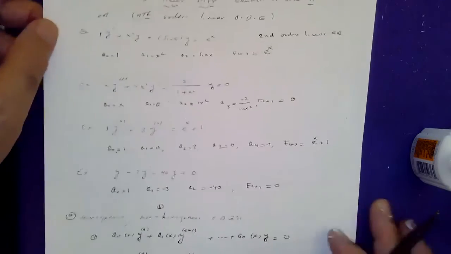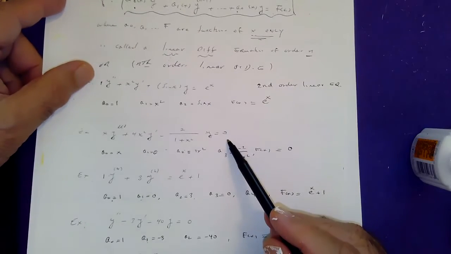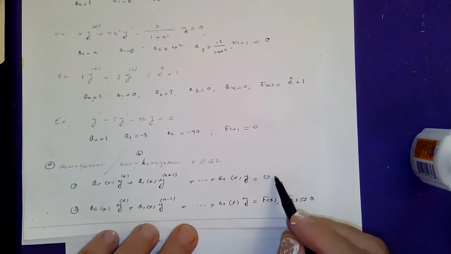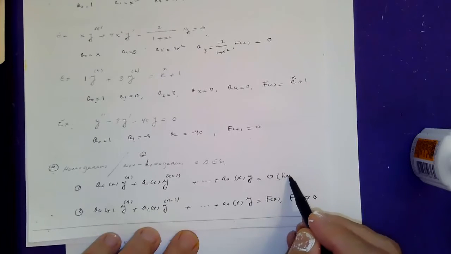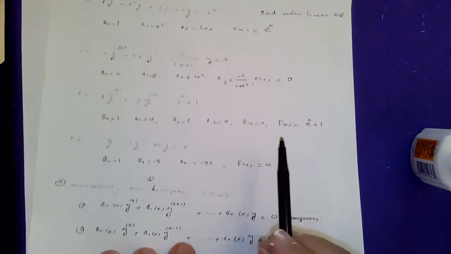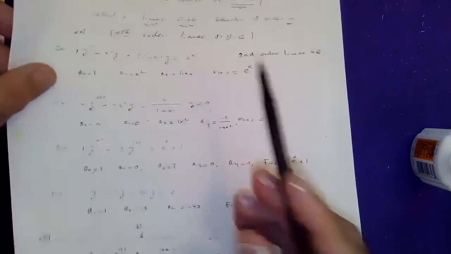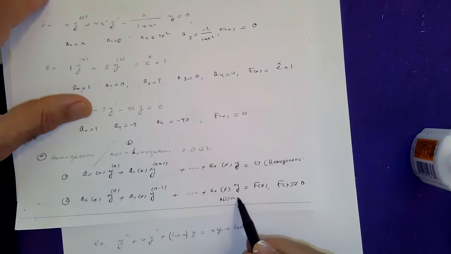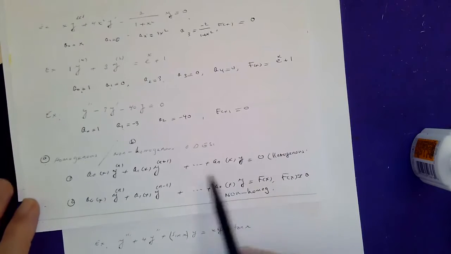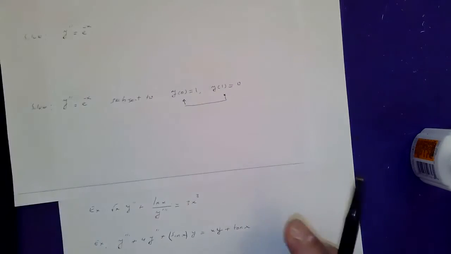I don't know if you noticed, sometimes on the right side we have a function, sometimes we have a 0. If we have 0 on the right side, these types of equations are called homogeneous. If the function on the right side, like in this example, was e to the x, it wasn't 0, so these are called non-homogeneous. So these are linear homogeneous, these are non-linear homogeneous.